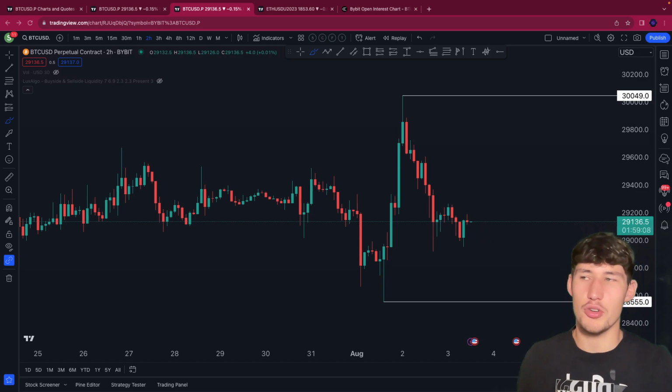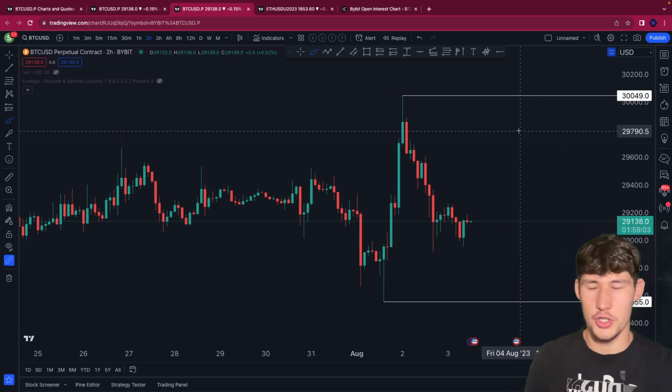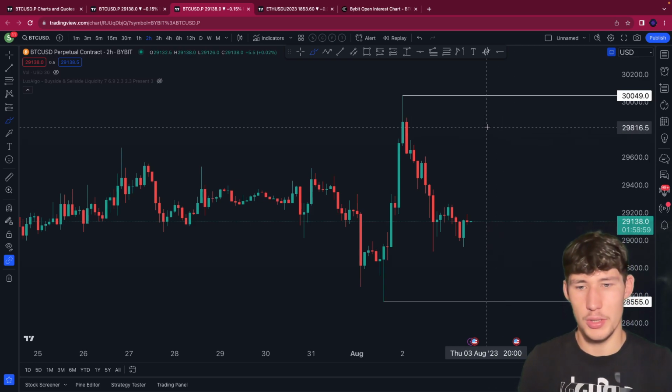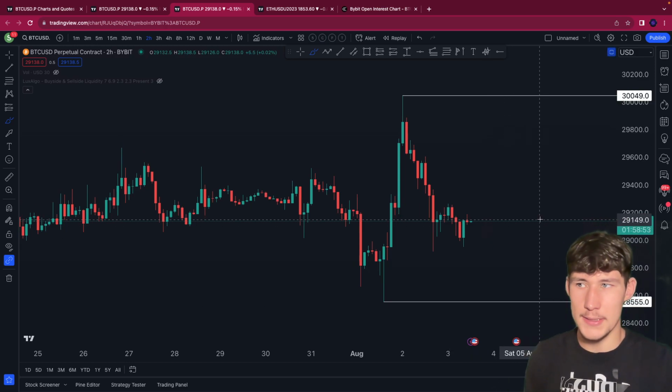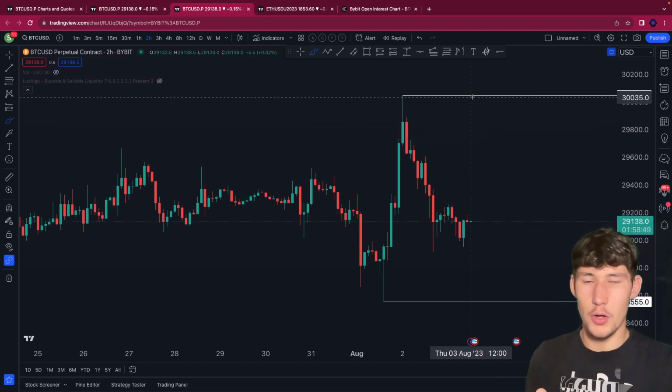So we're going to jump straight into the charts. As we can see, we have two levels marked on the chart, and these are the two levels that I am looking to potentially trade. They're not set in stone. That's not the case at all, because that's not how we trade here at Bit Trading. We have our levels set.